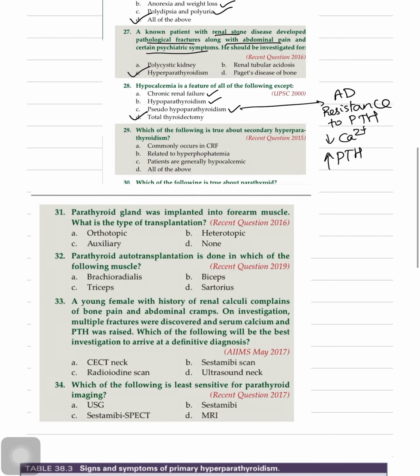Which of the following is true about secondary hyperparathyroidism? It commonly occurs in chronic renal failure, yes. Related to hyperphosphatemia, yes. Since the kidneys are not able to excrete phosphate, it starts building up in the body and combines with serum calcium to form calcium phosphate, reducing the calcium levels, and even vitamin D production by the kidneys is reduced. That is one of the causes of hypocalcemia. Patients are generally hypocalcemic, yes, so all of the options are correct.